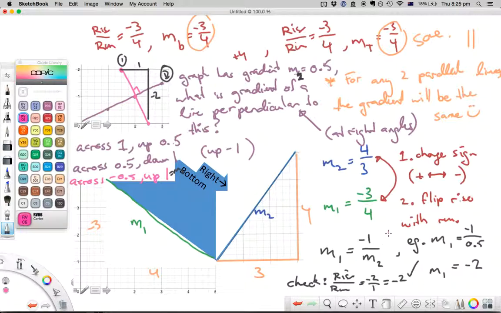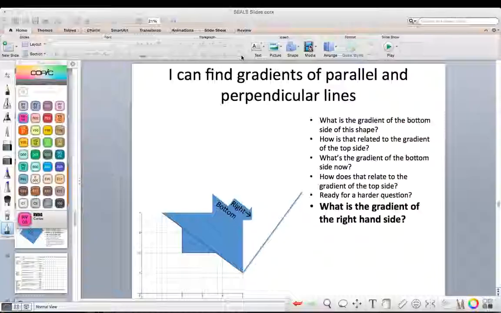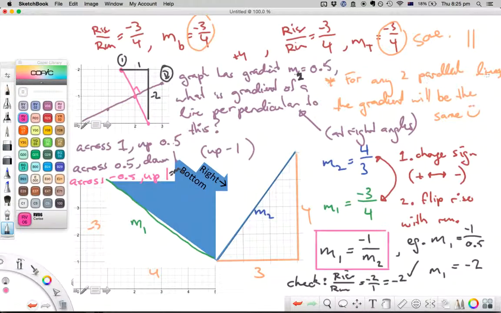Fantastic. So that's been a really interesting exploration of the gradients of parallel and perpendicular lines, and we found that for any two parallel lines the gradient will be the same, and for any two perpendicular lines the gradients will be related by this formula. And another way, might be easier, of thinking about that, is the sign needs to be changed and we need to flip the rise with the run.